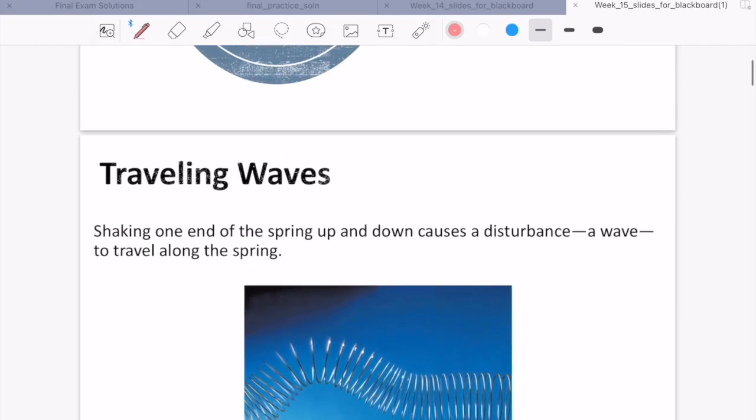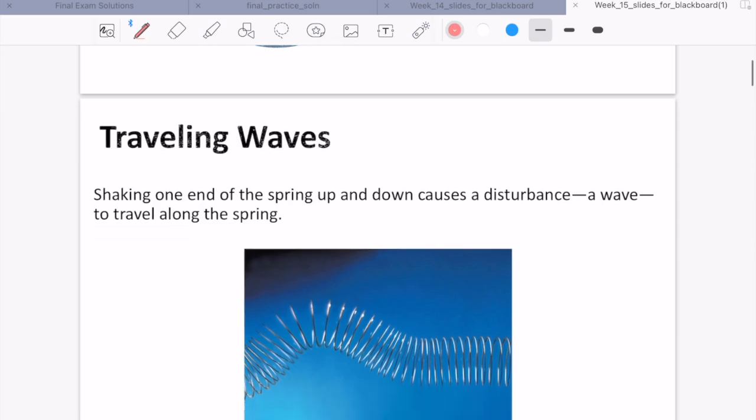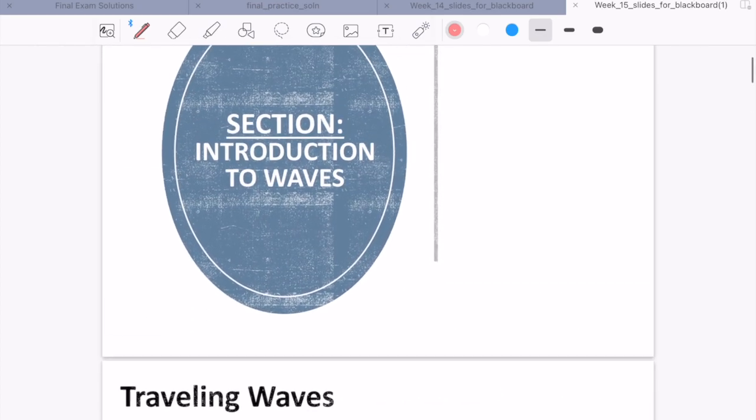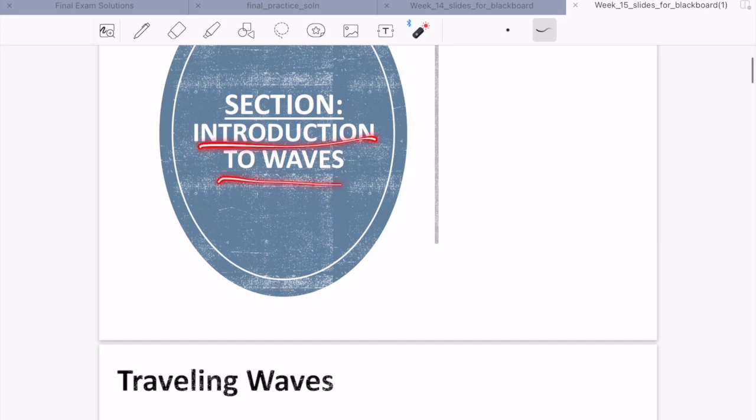Okay. So this is the week 15 stuff. This is waves, sound intensity level, all that stuff. So number one, just kind of introducing you guys to waves and what waves are.